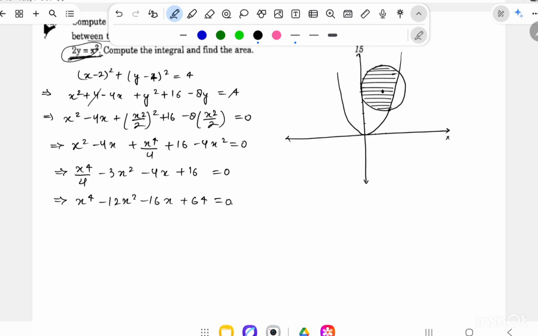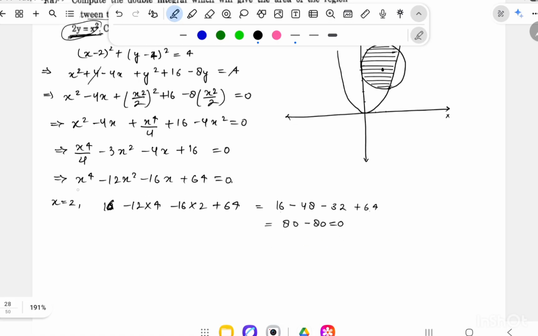Now if I solve it for x by hit and trial method, you can observe that x equals to 2 satisfies this equation, because 2 raised 4 is 16 minus 12 times 4 minus 16 times 2 plus 64. It is equals to 16 minus 12 times 4 is 48, and 16 times 2 is 32, plus 64. So it is equals to 64 plus 16, which is basically 80, and 48 plus 32 is again 80, which gives us 0. So x equals to 2 is basically one root of this equation.